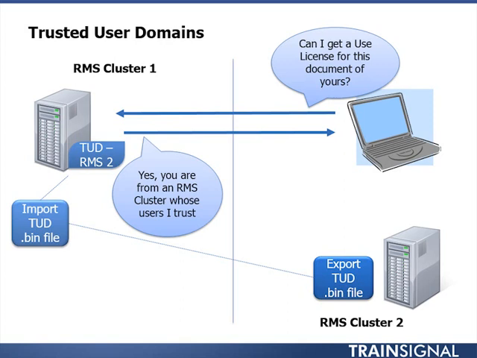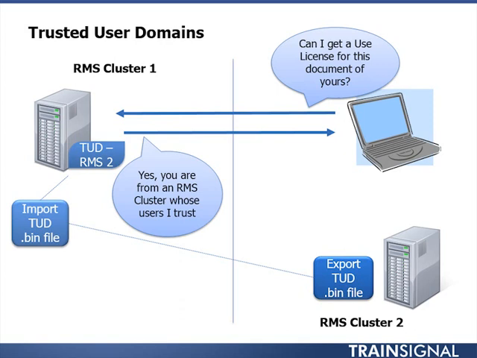The mechanism for that is pretty straightforward. On Cluster 2, the cluster that has the users who want RMS Cluster 1 access, we're going to export something called a trusted user domains file. We're going to take that file, we're going to walk it down the hall on a USB stick, or we're going to email it over to the administrator of RMS Cluster 1, who's going to take that trusted user domain file and import it into RMS Cluster 1. Suddenly, Cluster 2 is a trusted user domain from RMS Cluster 1's perspective.